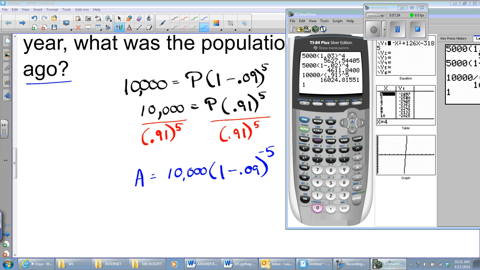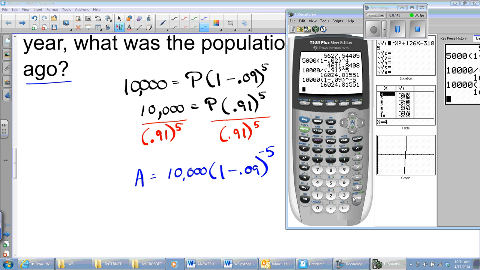We have 10,000, and we're going to multiply it by 1 minus 0.09. And we're going to raise it to the negative 5th. Right? And he did it. And look at that. He gets the same exact answer. So mathematically, it's sound. So I started to think about it.